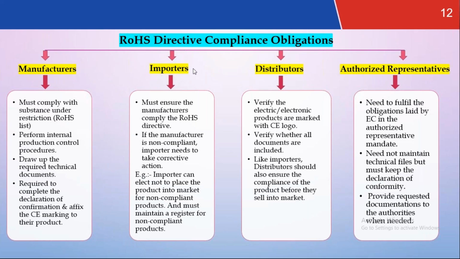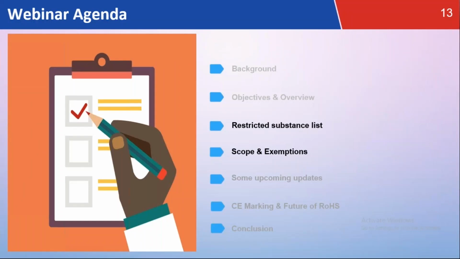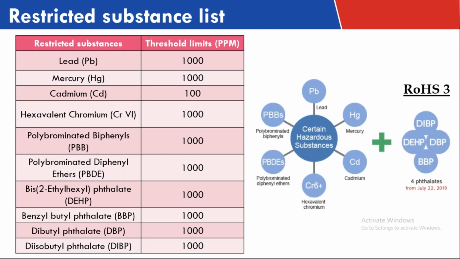So now, next, we are going to see about the restricted substance list or RoHS substance list and the scope and exemption of RoHS. So, like I stated, currently we have 10 substances in our RoHS list, which are as follows: lead, mercury, cadmium, hexavalent chromium, polybrominated biphenyls, polybrominated diphenyl ethers, phthalates, which is DEHP, and benzyl butyl phthalate, dibutyl phthalate, diisobutyl phthalate.